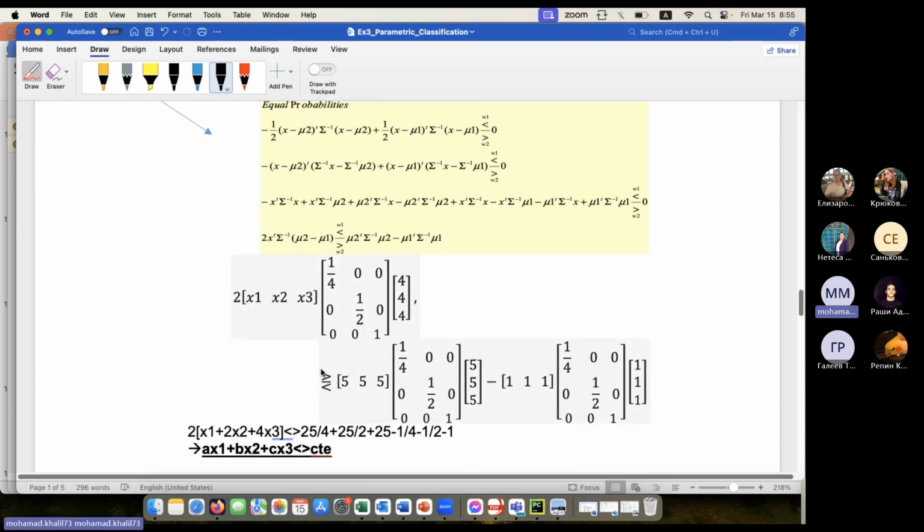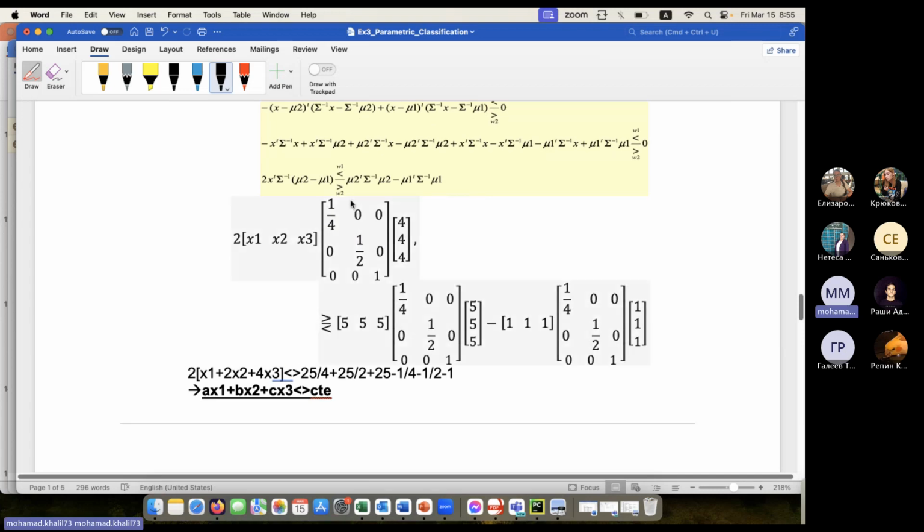If it is less than or greater than of mu2 sigma minus 1, mu2 is 5, 1 over 4, 5, minus mu1 transpose, sigma minus 1, mu1. If you develop everything, it's very easy. Look, you multiply this times this, you have 1, 2, 4. The vector 1, 2, 4 multiplied by x1, x2, x3, you will have 1x1, 2x2, 4x3. This times this will give you this times 2.